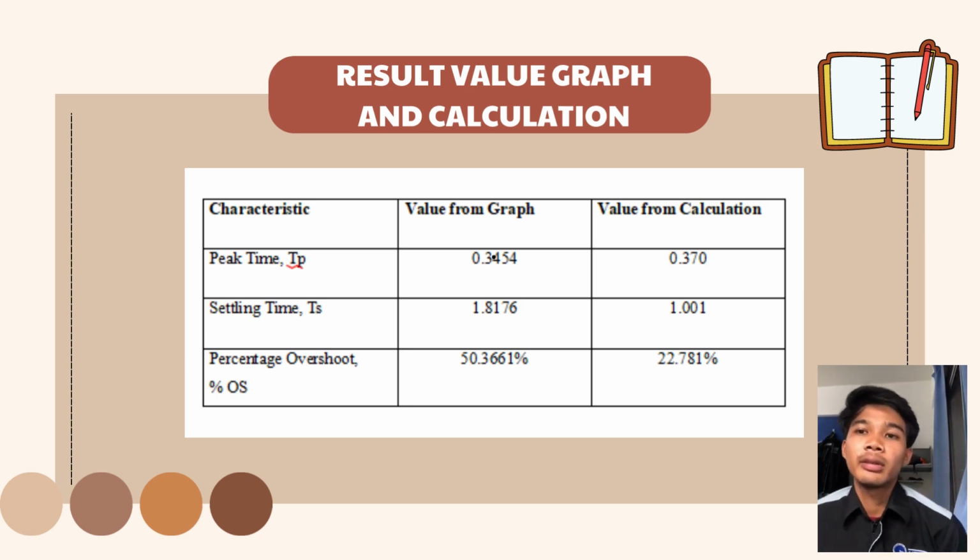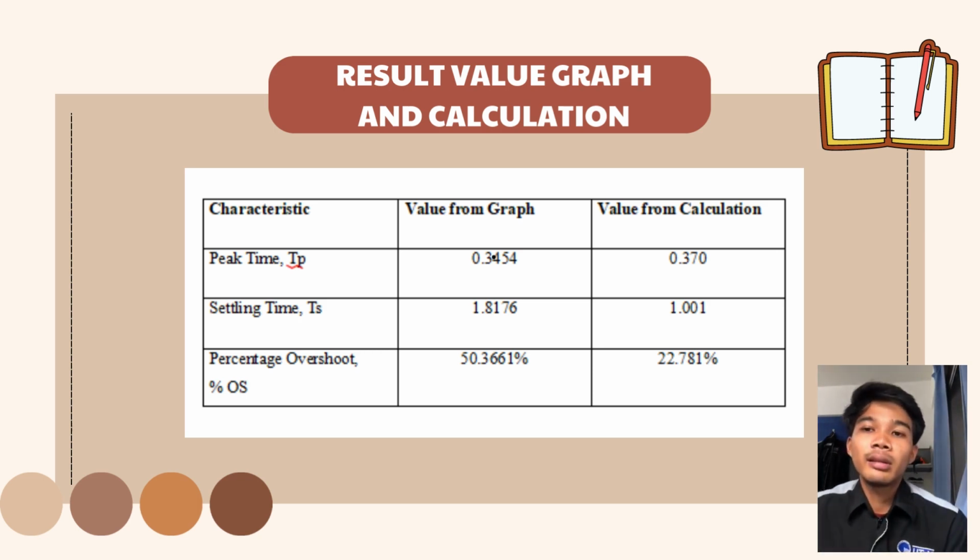Next is the value from the graph and from the calculation. We have a nearest time between the graph and the calculation. In addition, we get 0.3454 from the graph and 0.370 from the calculation. We assume that the peak time is considered valid for both methods of calculating the peak time.